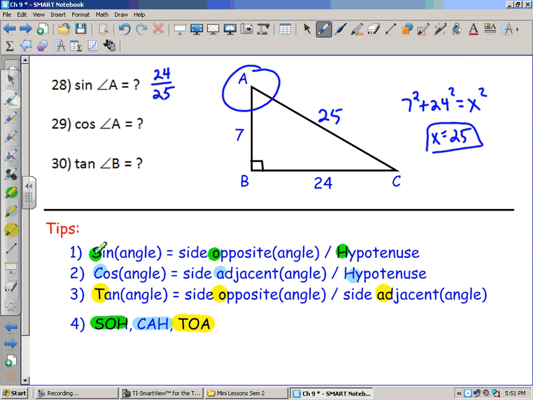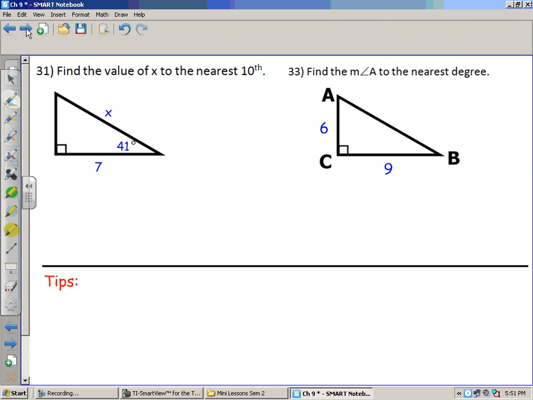And what I like to do is circle the angle and label the sides. So 24 is my opposite, 7 is my adjacent, and 25 is my hypotenuse. And that's going to help me set these up, because I know that sine uses O over H, so I'm going to take 24 over 25. Cos uses A over H, so I'm going to take 7 over 25, and then tan uses O over A, which is going to be 24 over 7. Again, sine, cos, and tan are simply ratios, and that's what I'm trying to get across there.